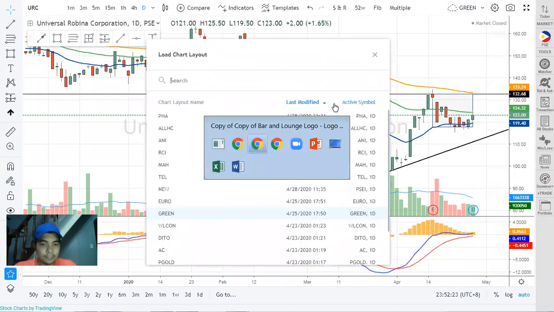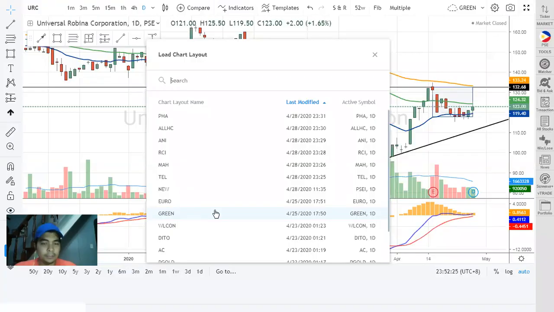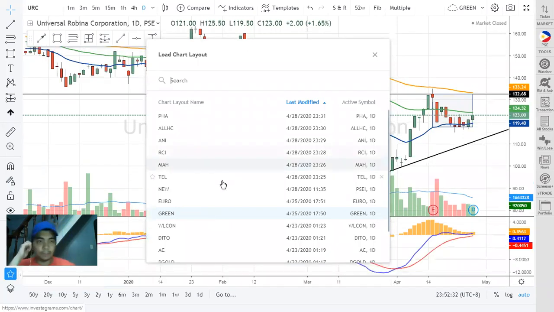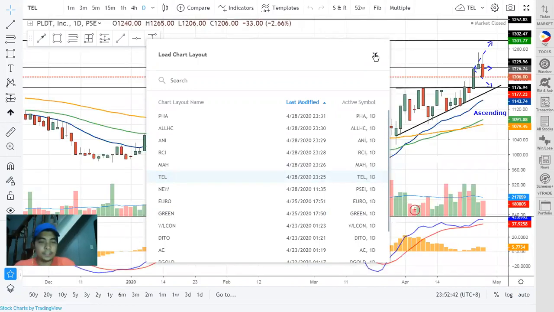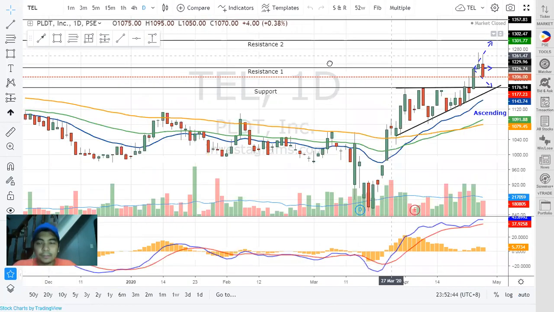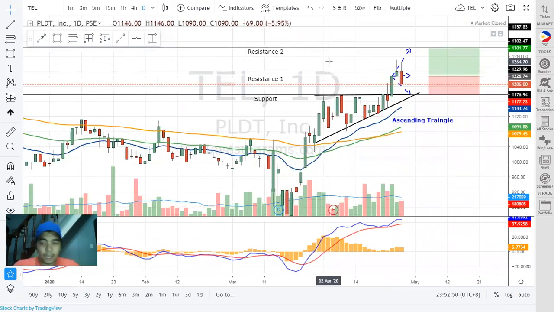All right, let's start first with TEL. Apologies for the connection. Let me use the cell phone to make it easier to navigate. There you go. TEL, by the way, I forgot to explain this kind of pattern. This kind of pattern is what we call an ascending pattern.